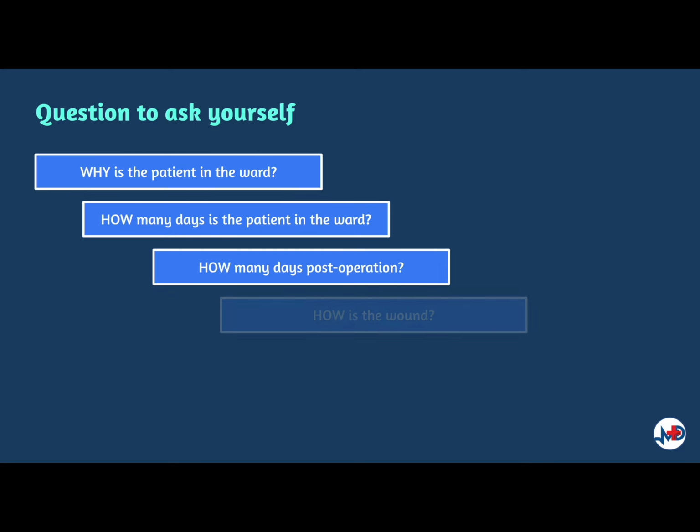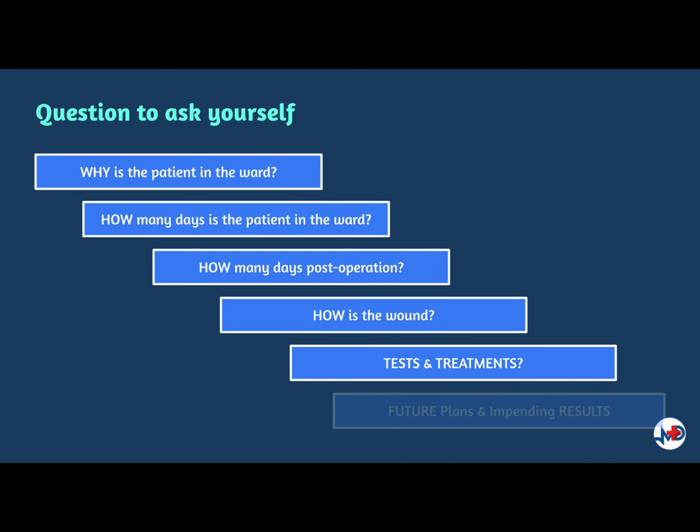There are some tips to speed up your understanding of the case before you begin your review. Ask yourself, why is the patient in the ward? How many days is the patient in so far? What have we done in terms of tests and treatment? What are the future plans or advanced plans? What are the impending test results for today? Make important notes on the side if there are any pending results so that you don't miss out to trace it again.